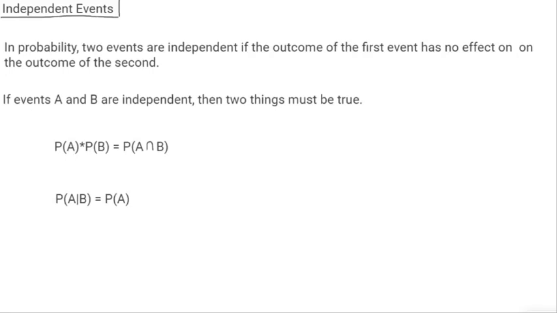Today we are talking about independent events. In probability terms, two events are independent if the probability that one event happens has no effect on the probability of the second event happening.